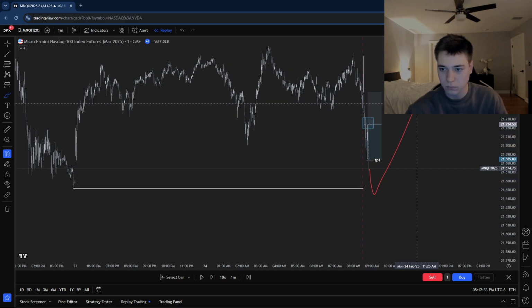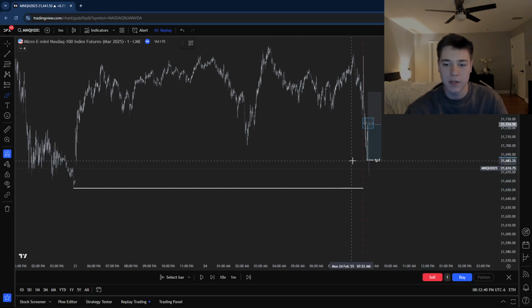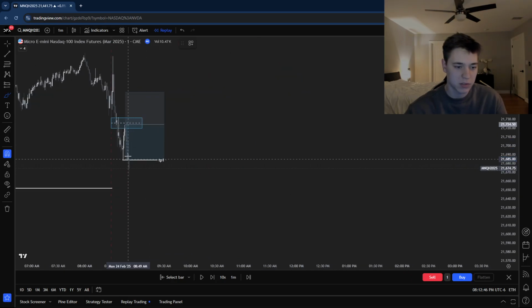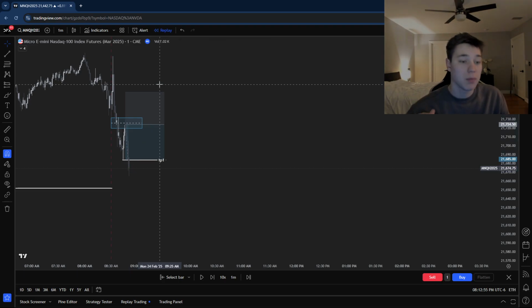Okay, and this goes the exact same way with this as well. So what we could see potentially is us sweeping this low, so obviously taking out this profit, sweeping this low, and then we could potentially just reverse right here. Okay, so now let's just say, for example, you moved your stop loss to break even.